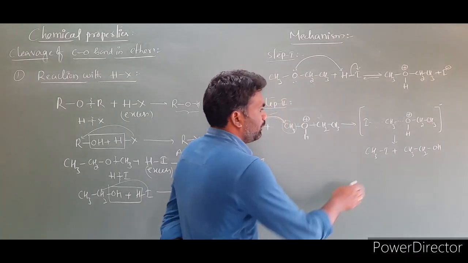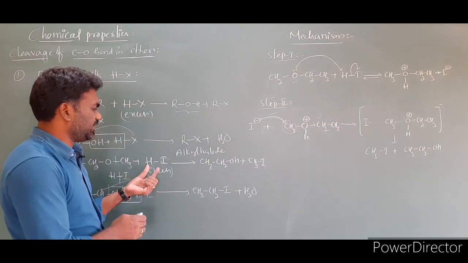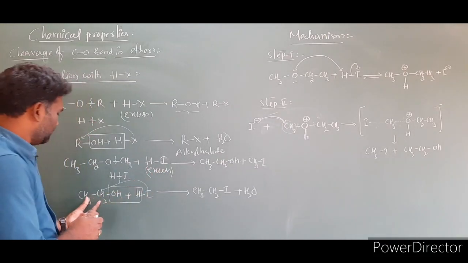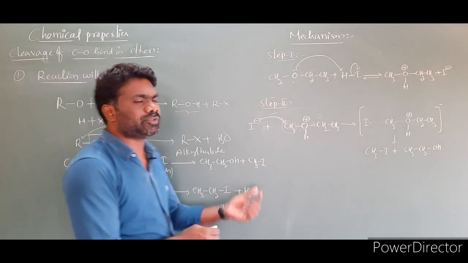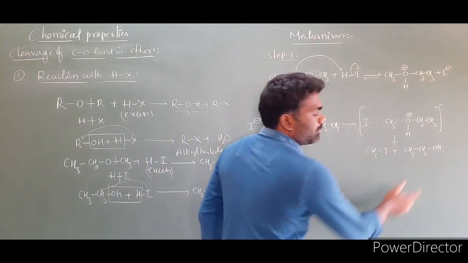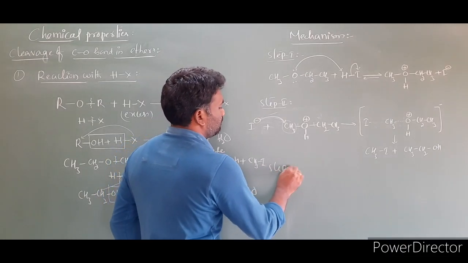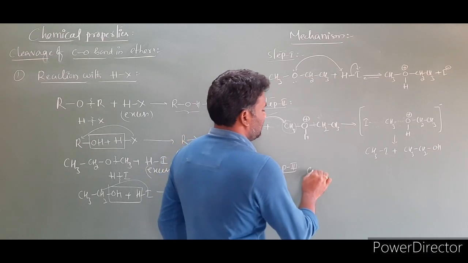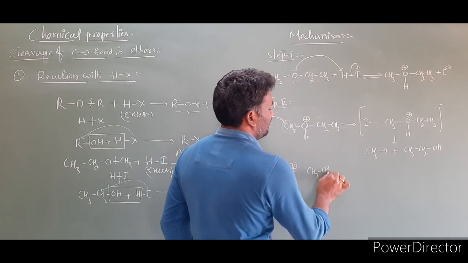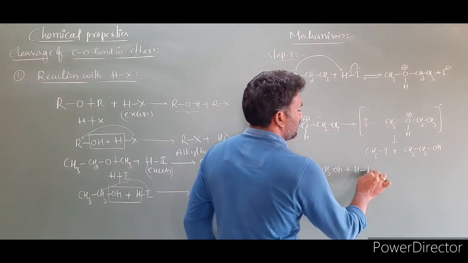Clear? Then that alcohol again reacts with excess HI. We are taking excess of HI, so CH3CH2OH reacts with one more molecule of HI to produce an alkyl halide. The alcohol formed further reacts with the HI. That is step 3. Step 3: CH3 CH2 OH reacts with HI.